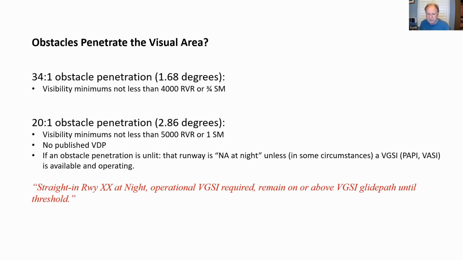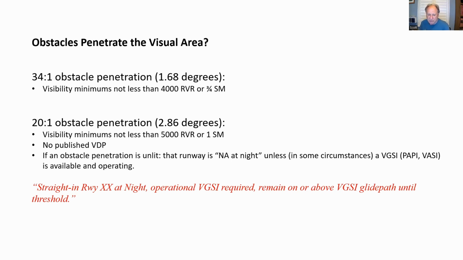The visibility minimums have to be at least 3/4 of a mile or 4,000 foot RVR. Now the 20-to-1 slope is equivalent to 2.86 degrees, so it's quite a bit higher angle. If you have a penetration of that, your visibility minimums cannot be less than 1 statute mile or 5,000 foot RVR. And in that case, they don't publish a VDP. There's no visual descent point published on the procedure.